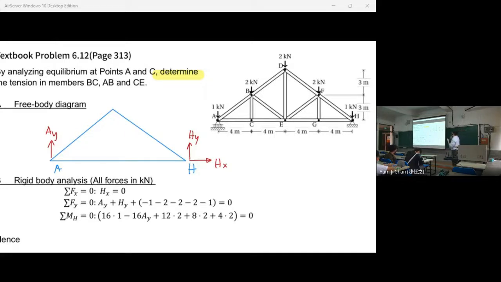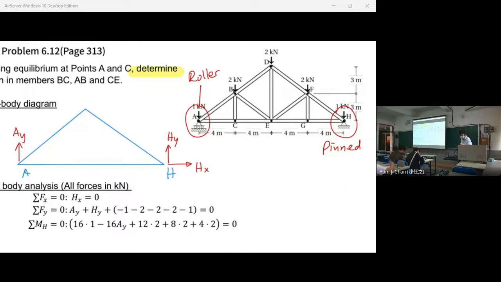Do you know why it is drawn this way? I assume everyone knows. Because we have a pin joint here, and we have a roller joint here. Can you see them? So this is a pin joint, and this is a roller joint. So on the right we have 2 forces, and on the left we have 1 force.